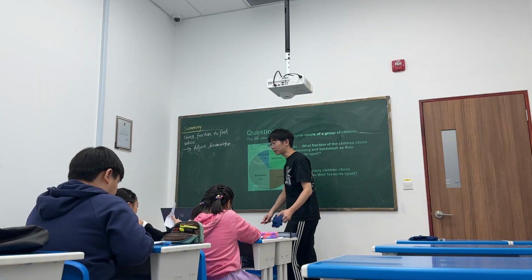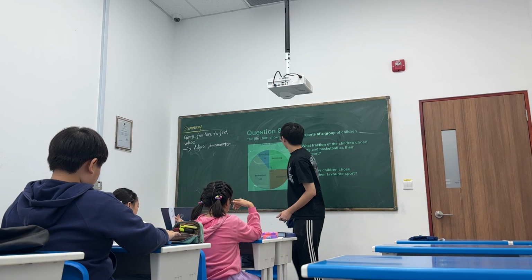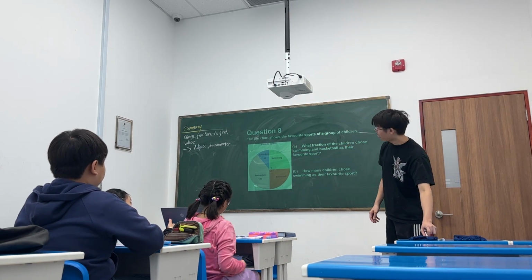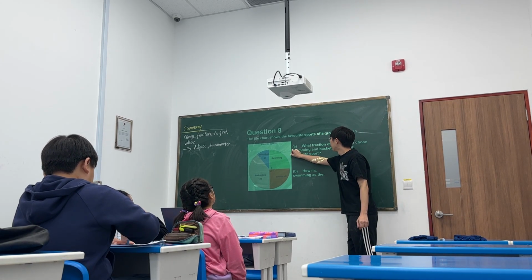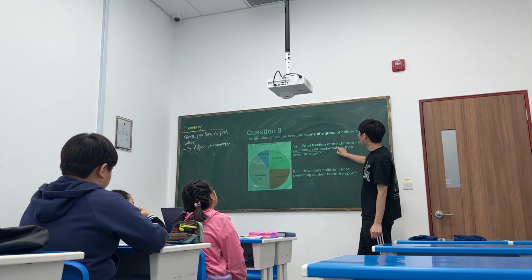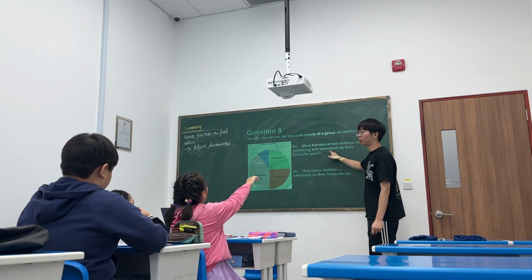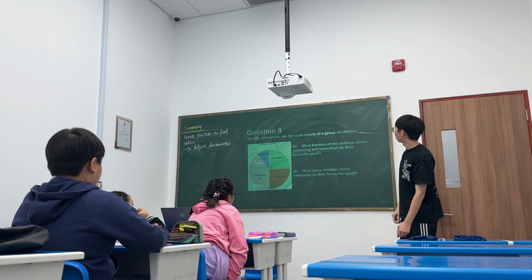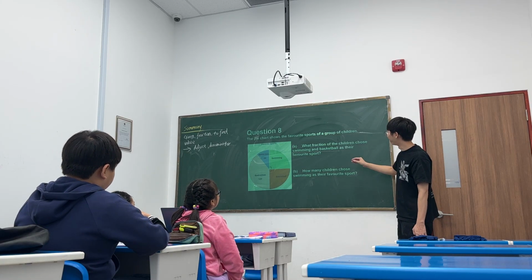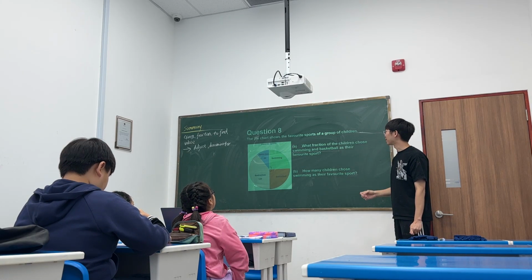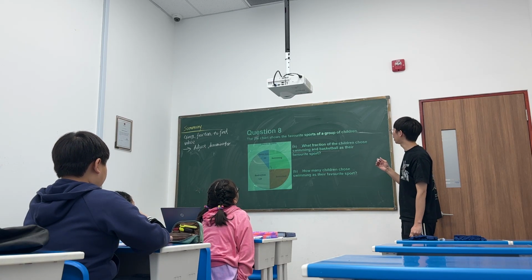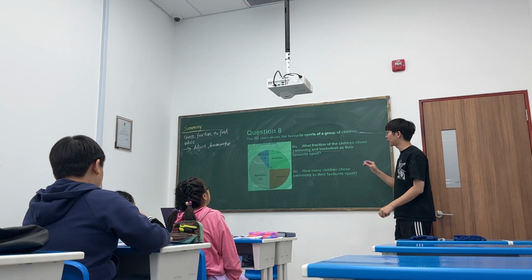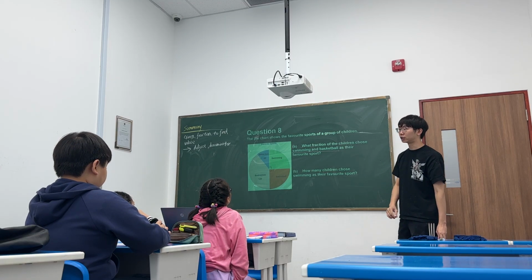Okay, now put your pens down. Let's take a look at the question. First of all, what fraction of the children choose swimming and basketball? Okay, this actually, what fraction in total, including swimming and basketball? Alright, that's the part of the question, right? So that's a mistake in the question. So actually the question is asking what fraction of the children choose swimming and basketball together as their favorite sport?